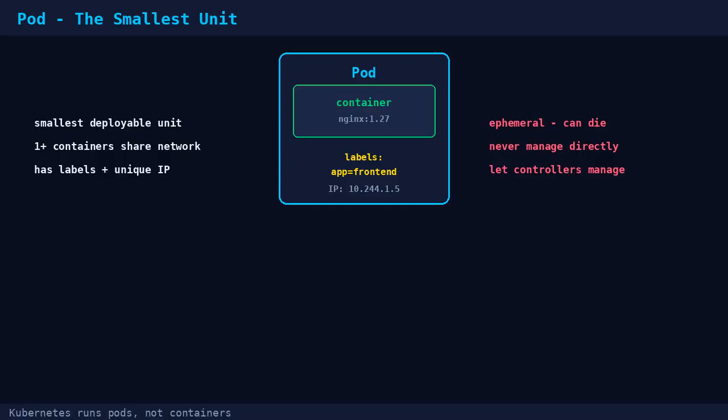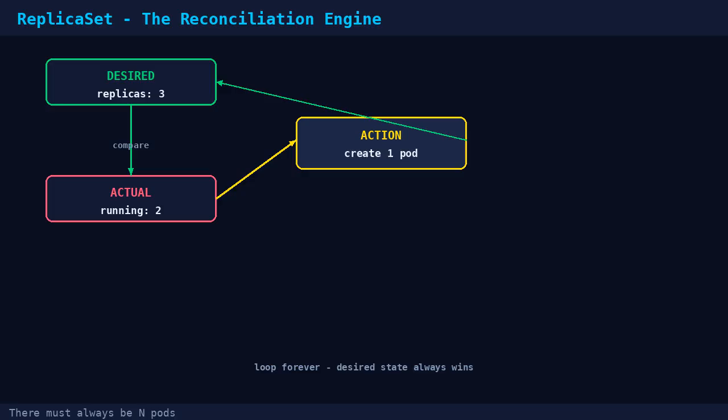The pod is the smallest unit that Kubernetes runs. It is a grouping of one or more containers that share everything: network identity, storage, and lifecycle. In practice, you run one main container per pod. And here is the key insight. Kubernetes does not run containers. It schedules pods.